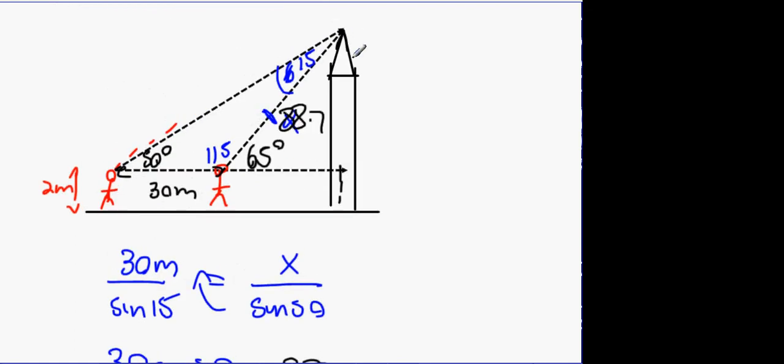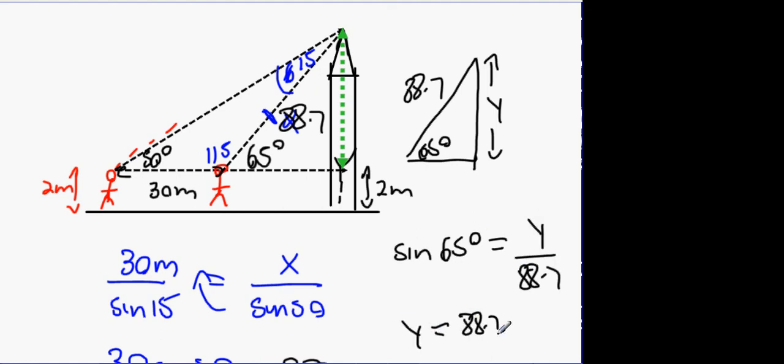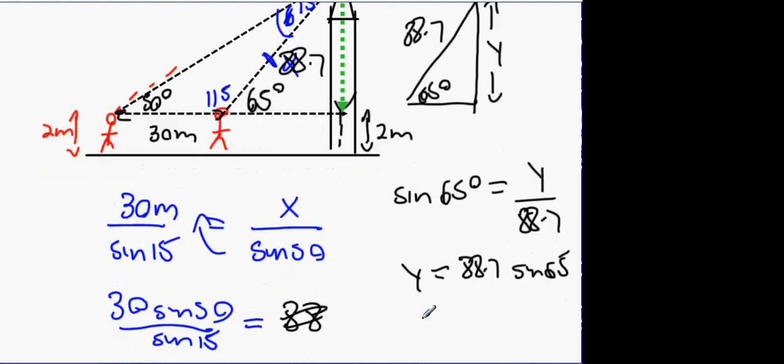Now, guys, we're not looking for x as such. We're looking to find out the height y from here to here. How would you do that now? You have a right angle triangle, don't you? You know that's 65 degrees. You know that's 88.7. And now you're looking for the height y. The height y does not include your 2 meters of height. So how do you get this one? Sine what? Sine 65 equals y over 88.7. What's the height y? 88.7 sine 65. What's that in the calculator? 80.38 meters, yeah.